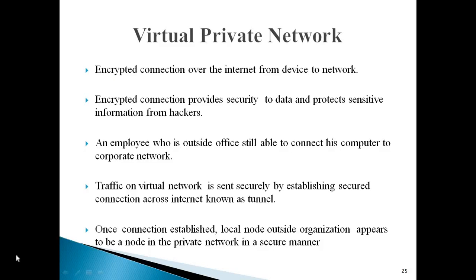A virtual private network provides an encrypted connection over the internet from the device to the network. The encrypted connection provides security to the data and protects sensitive information from hackers. An employee who is outside the office is still able to connect his computer to the corporate network. Traffic on a virtual network is sent securely by establishing a secure connection called a tunnel. Once the connection is established, a local node outside the organization becomes a node in the private network.